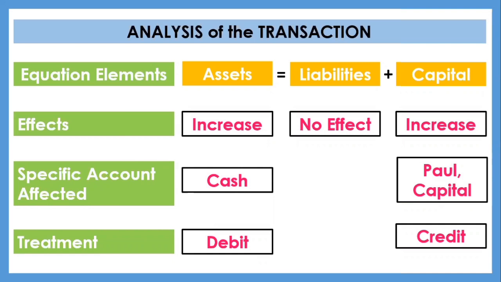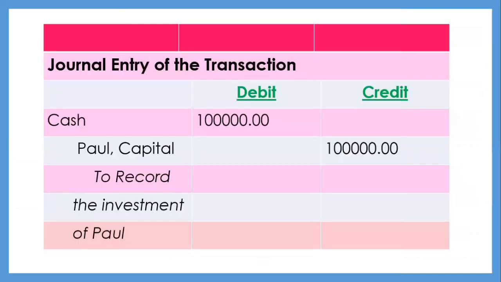Now, in journalizing, this is how our journal entry preparation looks. Under debit, you have cash, 100,000 pesos. And under credit, you have Paul Capital, 100,000 pesos. And after that, there should be a brief description of the transaction. Our brief description in this case would be to record the investment of Paul.